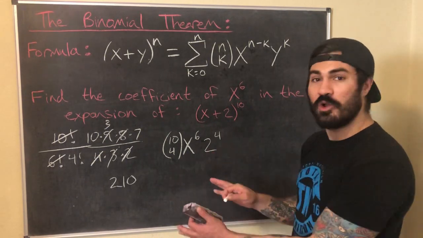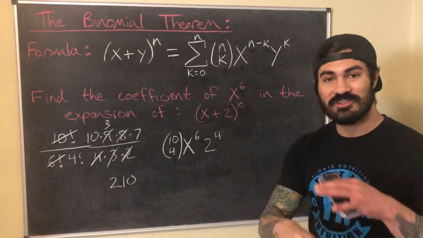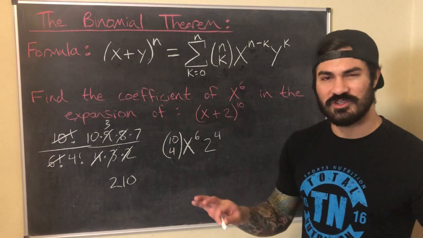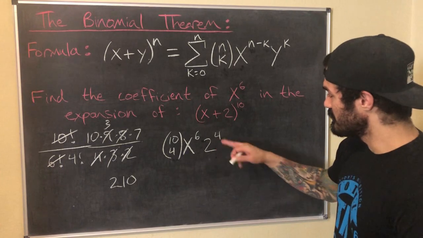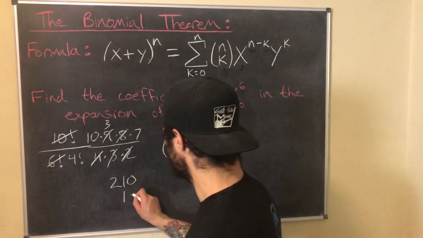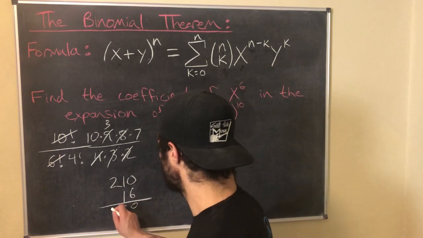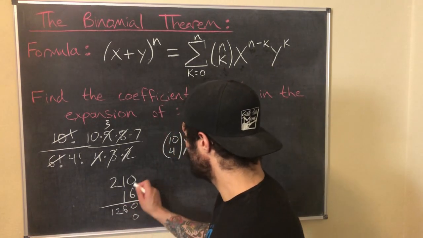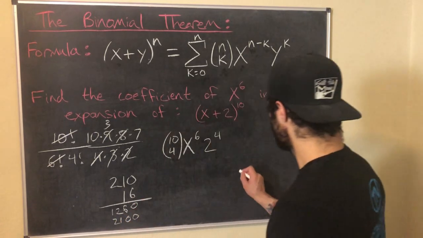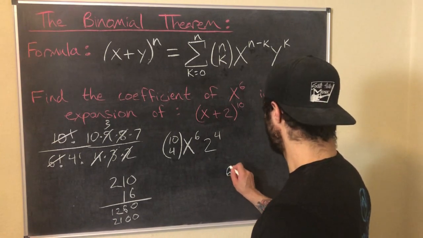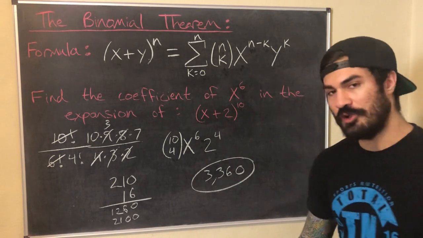That's only because we're finding one term. If I had to fully expand that, then I would definitely go to the 10th row because I'm going to need all of those coefficients. Hopefully that makes sense. So 210 times 16, that's going to give us our answer. Let's go old school here. 6 times 0, 0, 6, 12, carry the 0, 0, 1, 2. So that gives us 0, 6, 3, 3,360 is our coefficient.